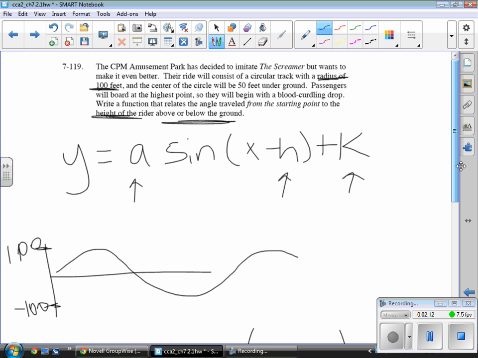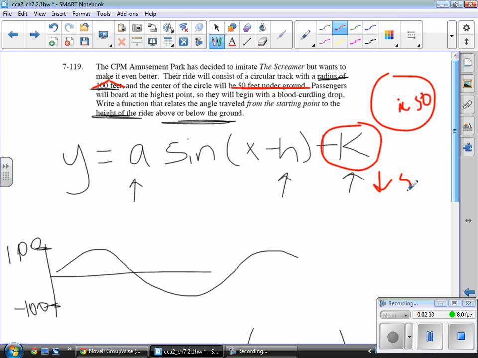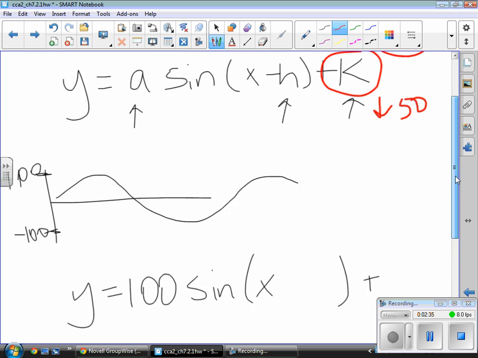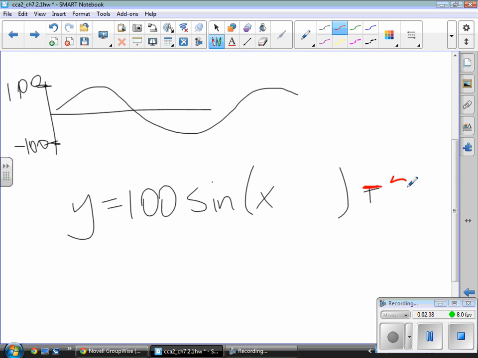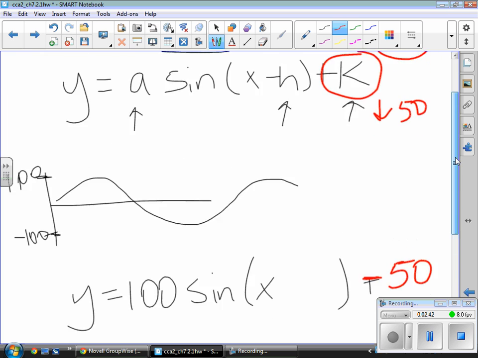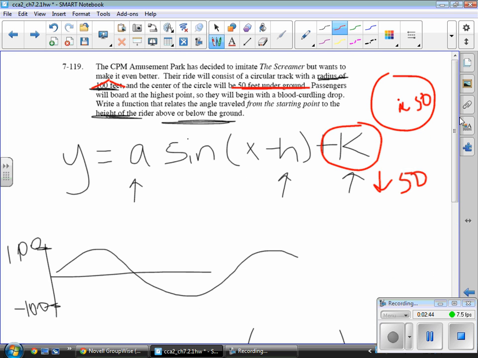Our amplitude is going to be 100. So we got that done. Next, it says the center of the circle will be 50 feet underground. If you think about the regular circle, it was right at the same level as the ground. But now I'm shifted down 50 feet. Okay? So I'm moving all of my numbers down 50. Right? So everything's going to be lower by 50. So this is going to be a minus 50 right on the outside. My K, my vertical shift, is down 50 units. Okay? So we got that done.